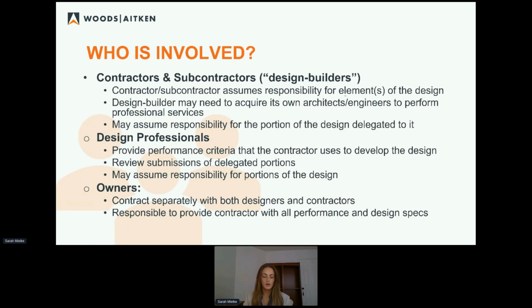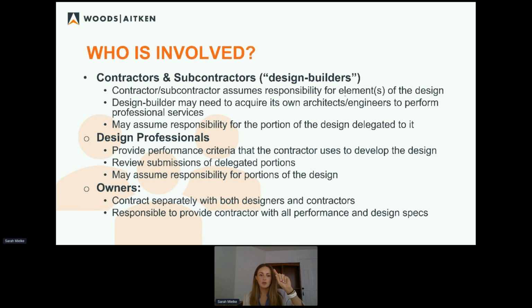Okay, so who is involved in design delegation? You have contractors, design professionals, and owners. The owner is going to contract separately with the contractors and the design professionals. And when I say contractor, I mean contractor or subcontractor, whichever contractor the design is getting delegated to. The design professional in that second category there is really in reference to the owner's design professional. As we're going to discuss, a lot of times the contractor has to bring on their own professional for design delegation to really help perform those professional services.